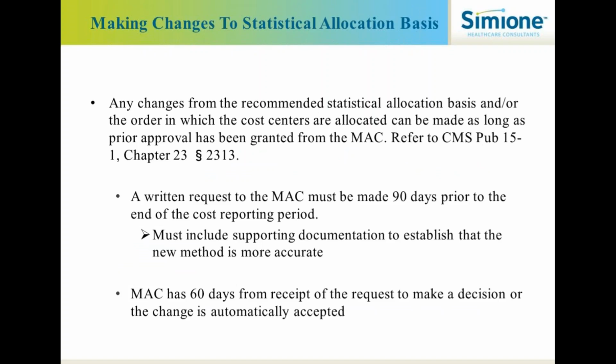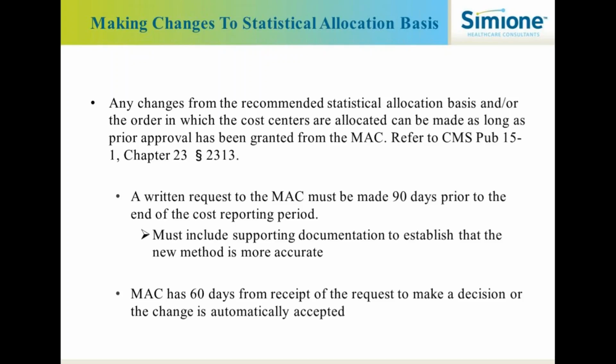So now we should be on slide number 72, and just going to talk a little bit briefly about making changes to statistical allocation basis. You can make changes, and any changes from the recommended statistical allocation basis and or the order in which the cost centers are allocated can be made as long as prior approval is granted from your MAC. You must have made a written request to the MAC 90 days prior to the end of the cost reporting period. So if you didn't request any special allocations or moving the cost centers around 90 days prior to 12/31/15, you can't do anything for your 2015 cost report. However, you can request for next year moving on to 2016. The MAC has 60 days from receipt of your request to make a decision, or the change is automatically accepted.